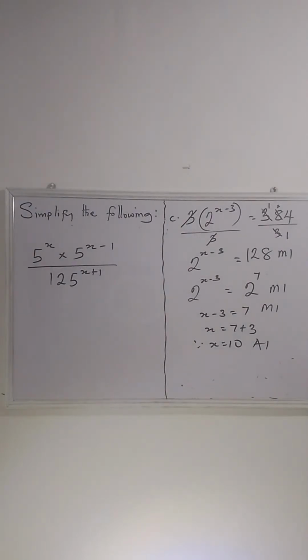Simplification. Simplify 5 raised to the power of x times 5 raised to the power of x minus 1 all over 125 raised to the power of x plus 1.